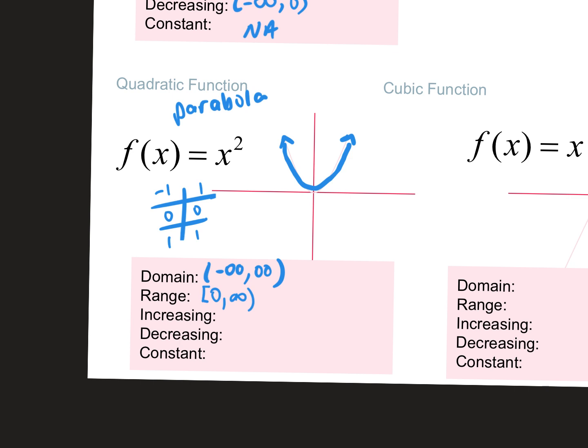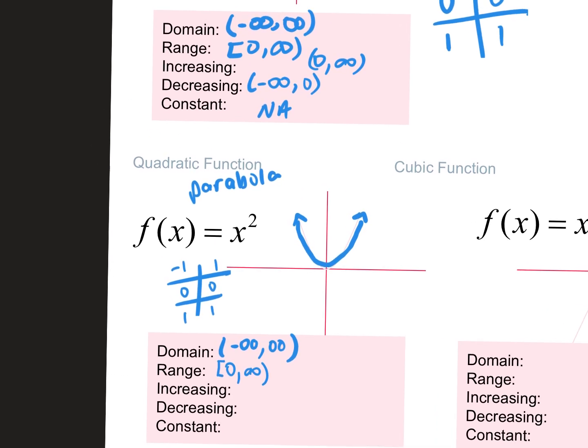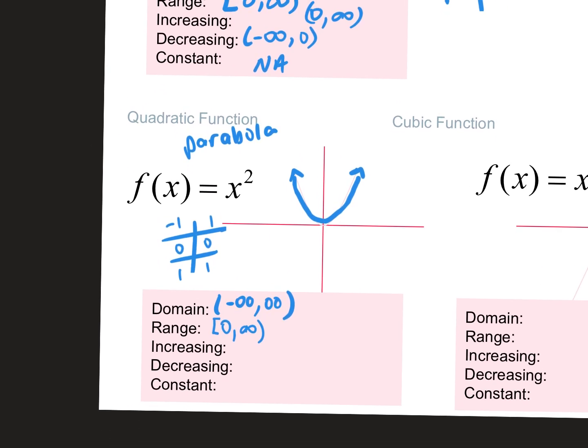So again, when I look at increasing, decreasing, constant, we read left to right on the x-axis. What is my parabola doing? The exact same thing my absolute value graph was doing. It's decreasing from where? -infinity to 0. Perfect. And then what? Increasing from 0 to infinity. And then is there an interval of constant? No. Very good, guys.